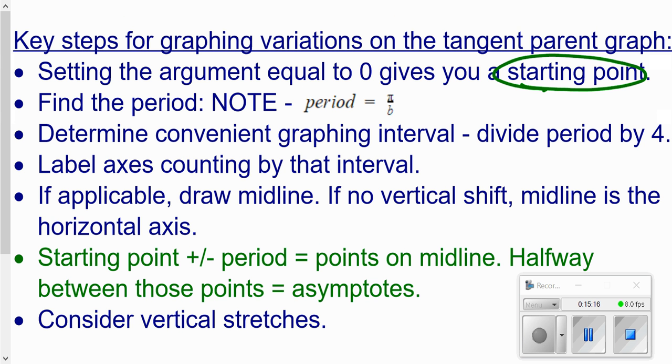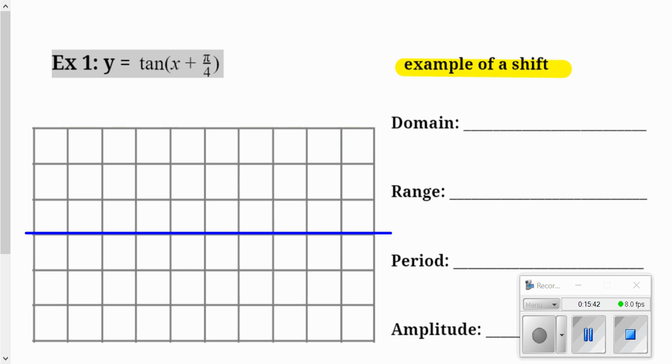Okay, you're going to have these points on your midline, and then we know tangent has asymptotes halfway between those intercept points. Okay, and then consider any vertical stretches for the quote-unquote amplitude, not really amplitude, but we can kind of think of it similarly. Okay, sort of like that. We're going to do one more example in this video, and then the other three examples are going to be in a separate video, just to break things up a bit for you. And I'll remind you to take a little stretch break in the middle.